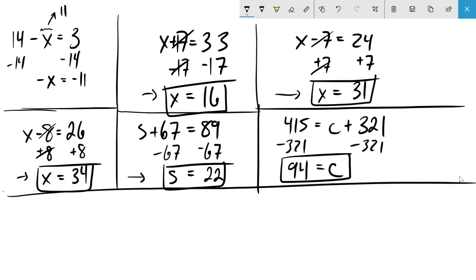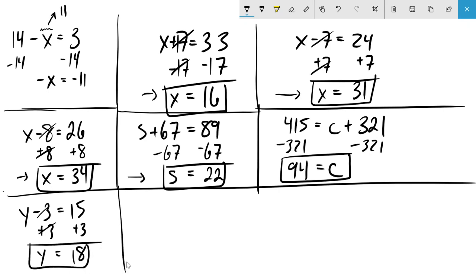Okay. So far so good? All right. Here you got y minus 3 equals 15. How do you get rid of that minus 3? Opposite operation. Plus 3. Looks like the answer would be 18. Perfect. Then we got what? T minus 33 equals 26.